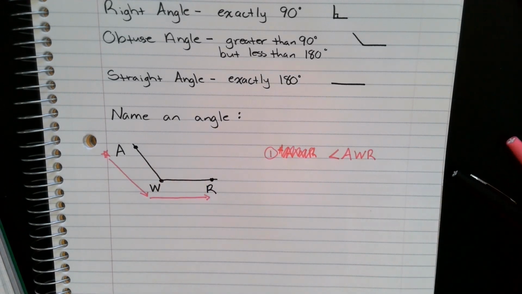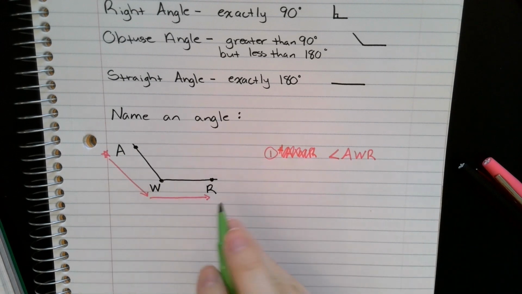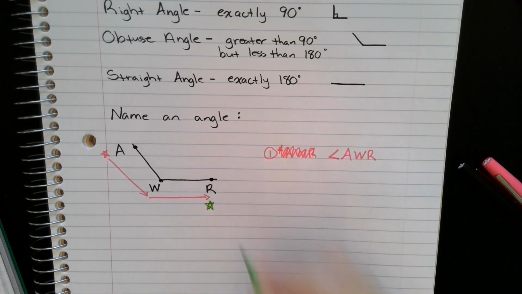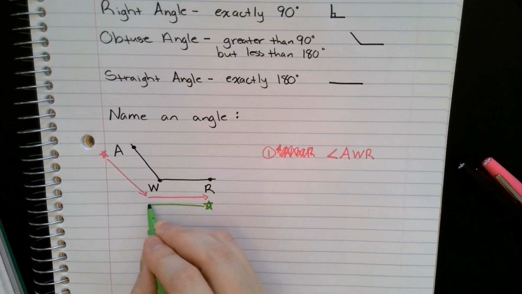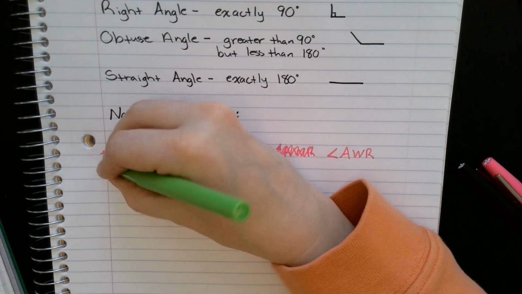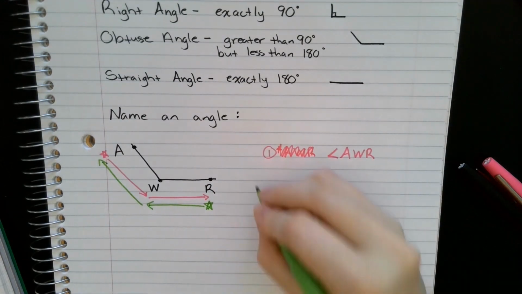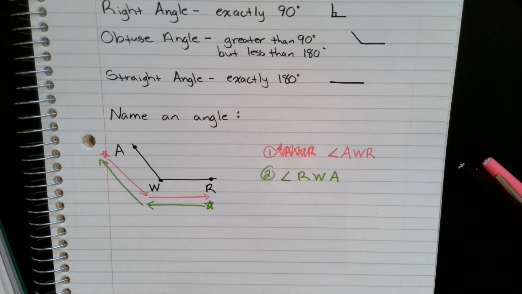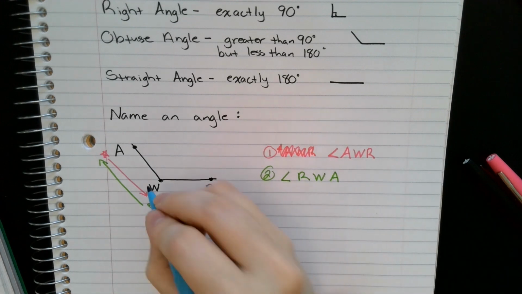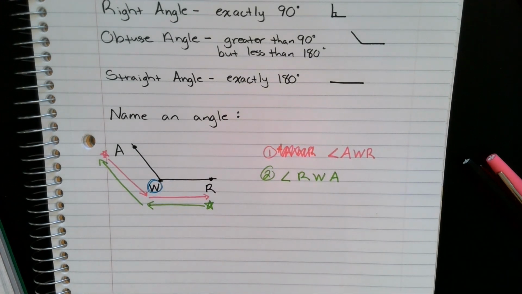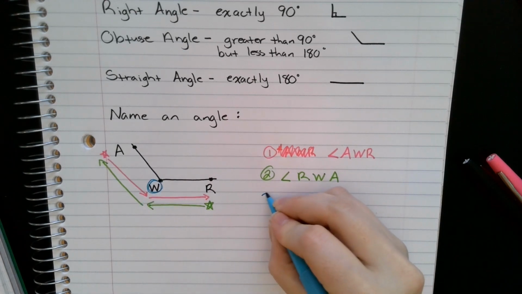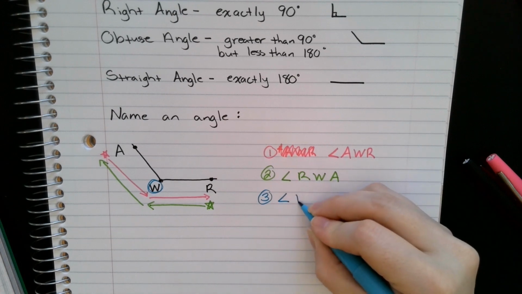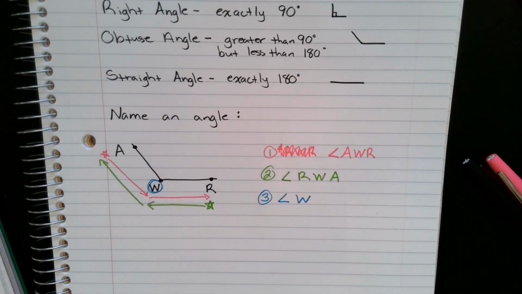You could also start it in the reverse. Instead of starting at A, you might start at R. So start at R, travel to your vertex, W, and then travel to your last point, your endpoint. So I might also call it angle RWA. I could also name it based off of just the vertex itself. Not always as reliable, because if you've got multiple angles with the same vertex, that makes it a little bit more difficult. But that is one way that we can identify the angle, is angle W from the vertex.